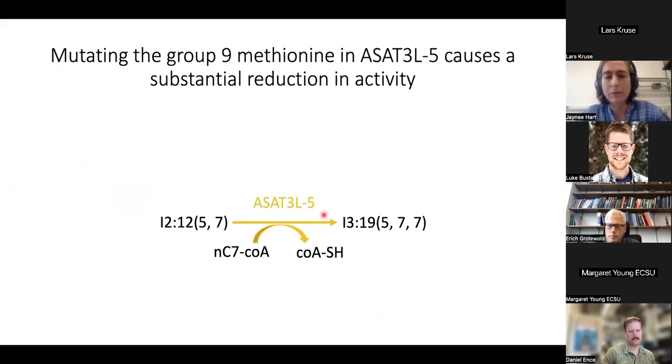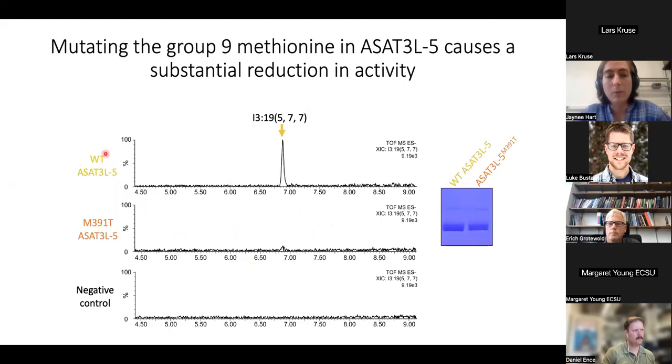So the activity of this ASAT3-like 5, actually, I predict that it is in the root acyl sugar pathway and modifies the acyl inositols that I was describing earlier. So the hypothesized function for it is that it takes an NC7-CoA and acylates a diacyl inositol to create a triacyl inositol. So when you look at the wild type enzyme, it has robust activity for making this I319 product.